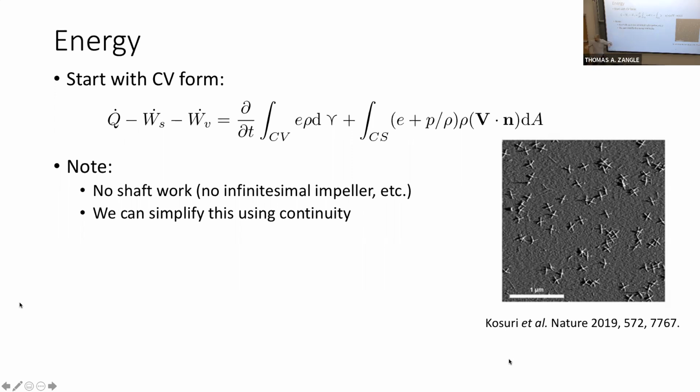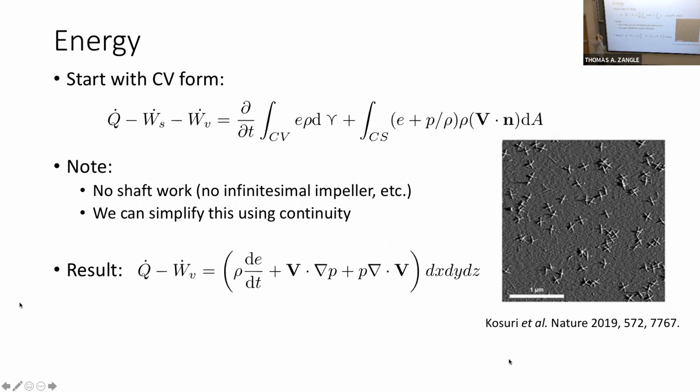We can simplify our resulting expression using continuity, and this will be the result. So we end up with heat minus viscous work, since shaft work dropped out, equals rho times the total derivative, D over Dt, of the energy of the fluid with respect to time, plus the terms in the gradient of the pressure and velocity. And this is within a volume of the fluid, so we multiply by the volume.